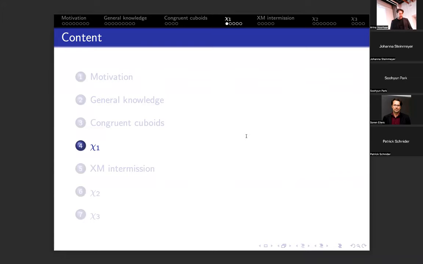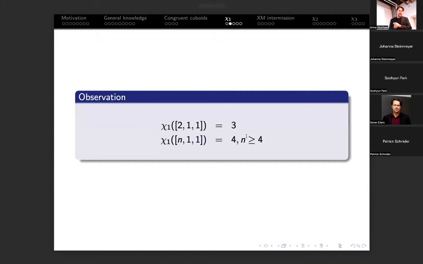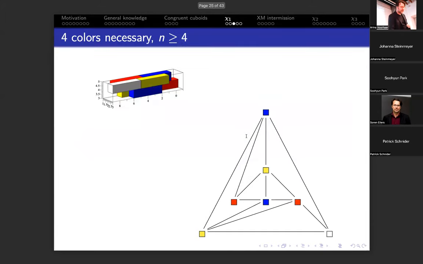Okay. So now let me tell you something about chi 1. Chi 1 is a situation where I don't turn things around. And I want to make the first observation that chi 1 of (2, 1, 1) is 3. This is one of the numbers that I had in my takeaway. And also that chi 1 of (n, 1, 1) with n bigger than or equal to 4 is 4. And the arguments for this are fairly straightforward. Actually, I already gave you the graph that showed you that you need 4 colors with 4 by 1 or 5 by 1 or longer. This is the configuration, and this is the corresponding graph. It's easy to see that you cannot 3-color that.